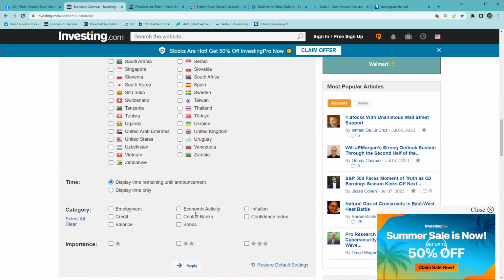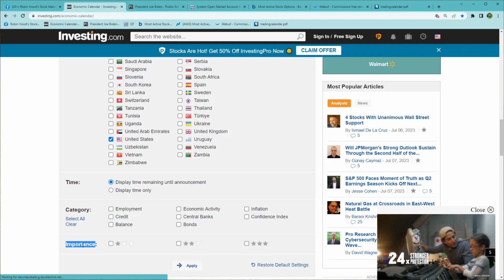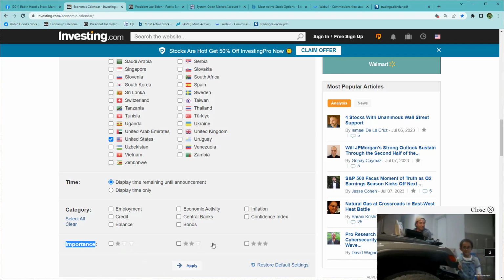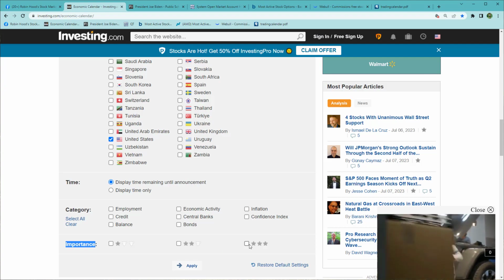There's only two things that we need to see. The first one is the United States. And then down under importance, you'll notice there's 1 star, 2 stars, and 3 stars.